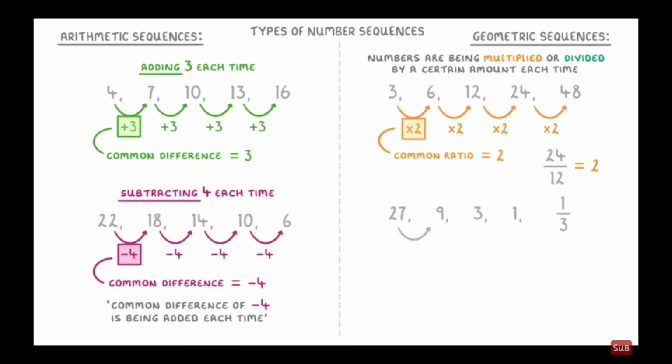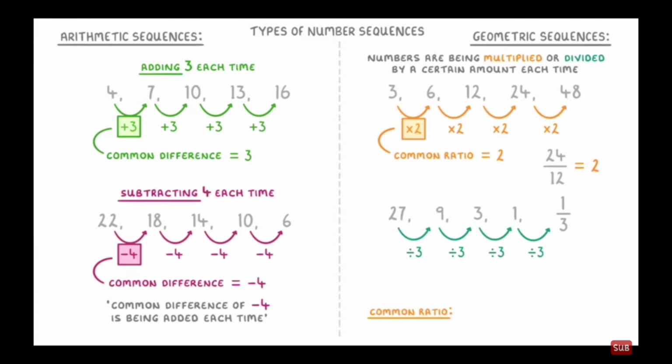To get from 27 to 9, we have to divide by 3. And to get from 9 to 3, we have to divide by 3 again. And then again to get to 1, and again to get to 1/3. So this is a geometric sequence, because we're dividing by the same amount each time.